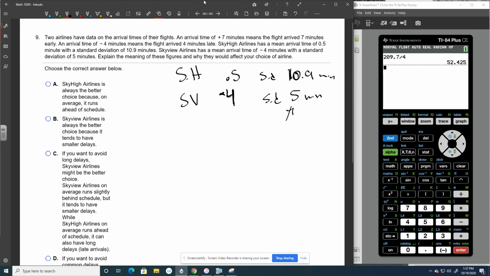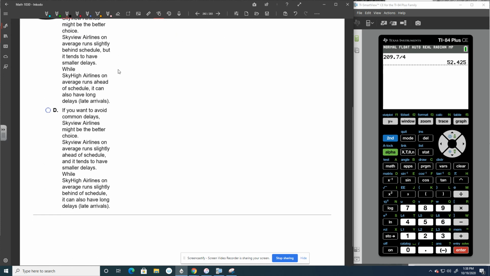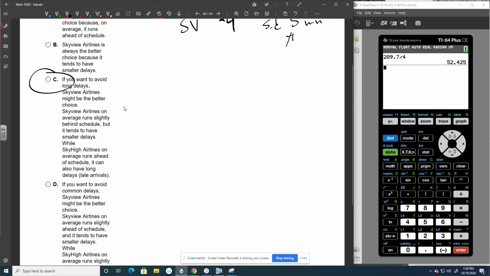Okay. So if you want to avoid long delays, then you would choose Skyview. Skyview Airlines average slightly behind schedule, but they tend to have smaller delays, while Sky High Airlines average closer to schedule, but the delays are a lot longer. Okay, so that's the choice. That C would be the best option to choose from, as far as the answers go.